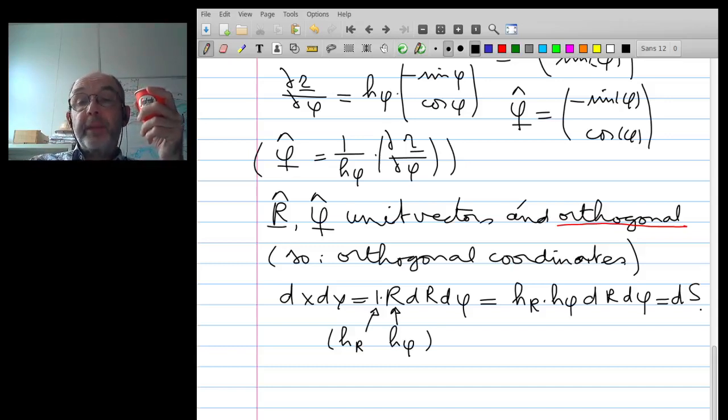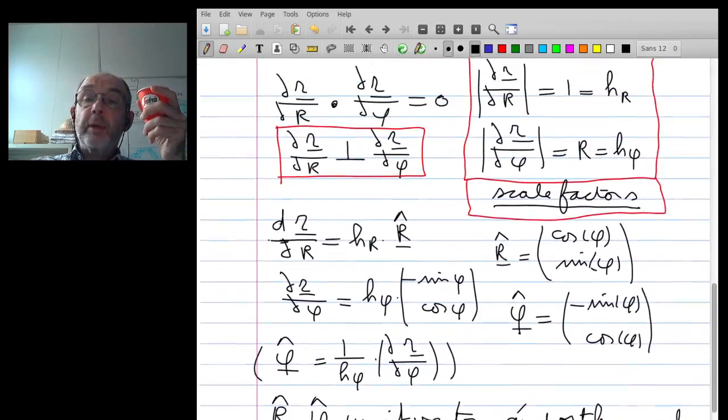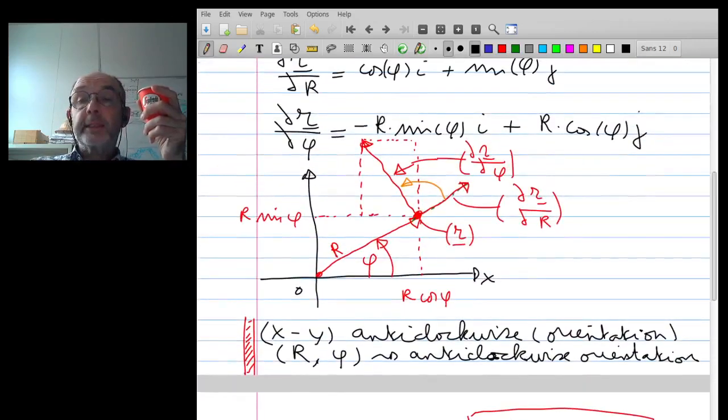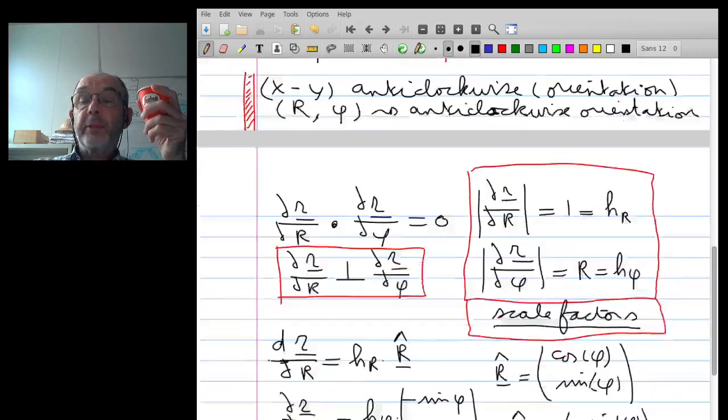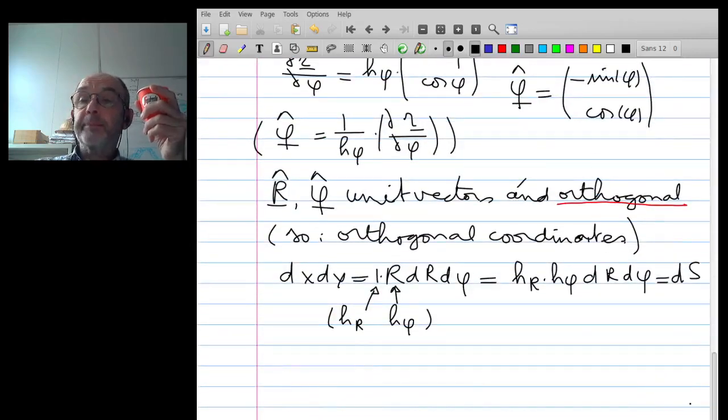Now we already know those unit vectors. We know that they are staying perpendicular to each other. And now we come to the question of the gradient, what to do.